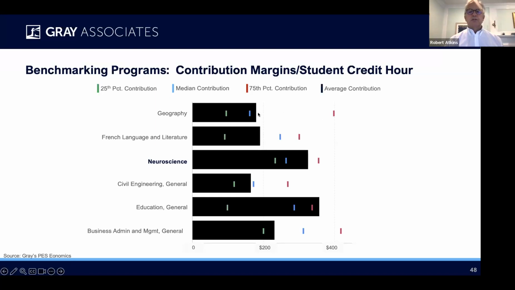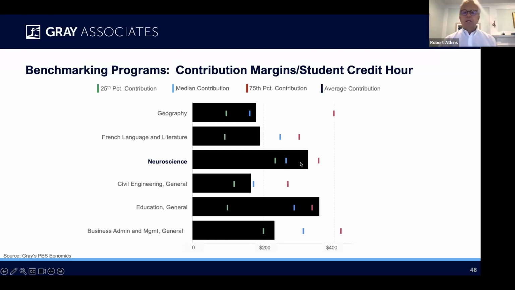So since we're looking at contribution, you'd like to be to the right of the median on contribution. Obviously, contribution is the money left over after you've taught the course. And you can see that this particular institution for geography, for example, is beating the benchmark by a little bit. French, not so much. Their margins are well below the norm. And neuroscience specifically, they're well above the norm in terms of contribution. So again, that's a good thing.